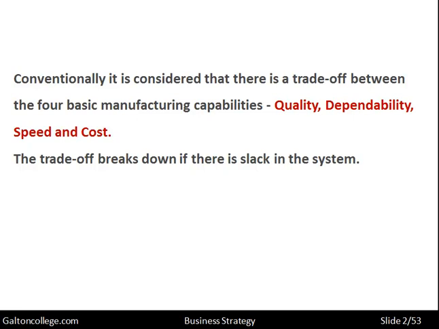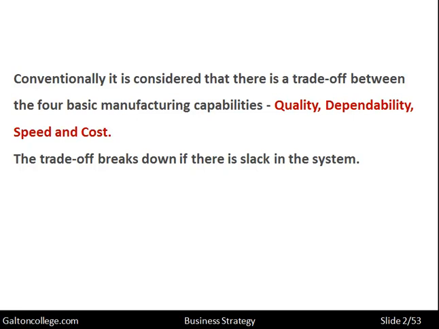cost. So we have four basic manufacturing capabilities, four basic manufacturing issues that need to be considered. The quality of the product, the dependability of the system to deliver according to the contract with the customer, the speed with which it can deliver, the speed in which it can process the materials, and the throughput of the system, and of course the cost of the system. So we have four important areas to look at.